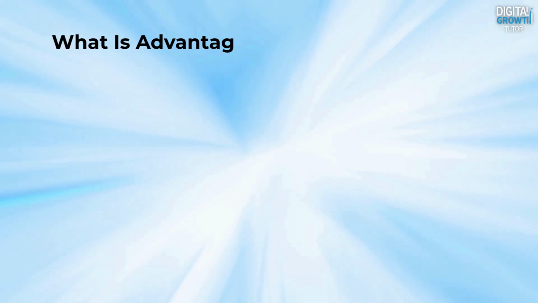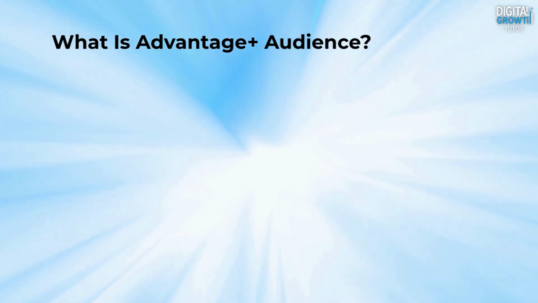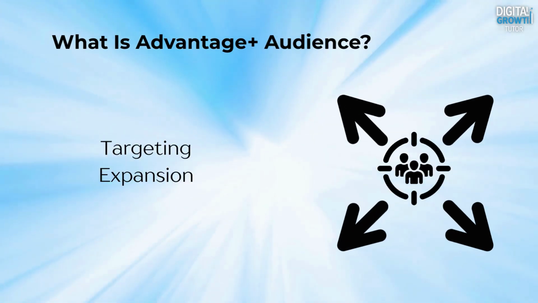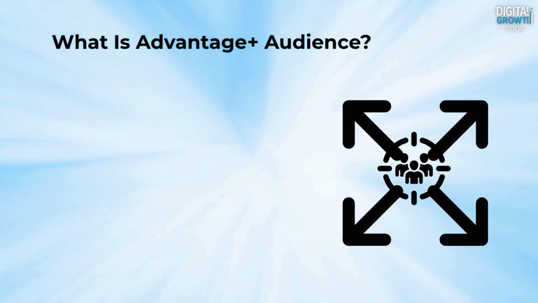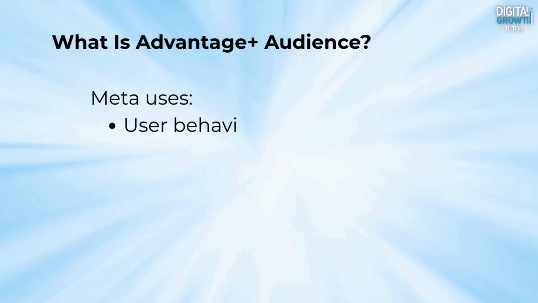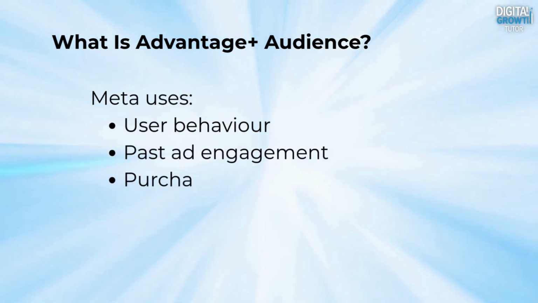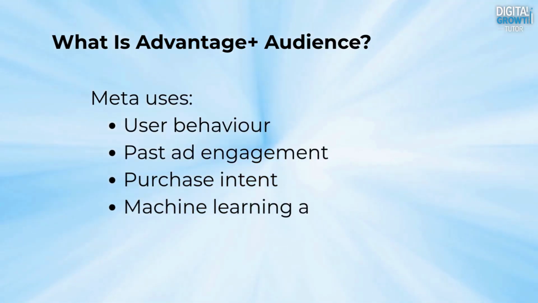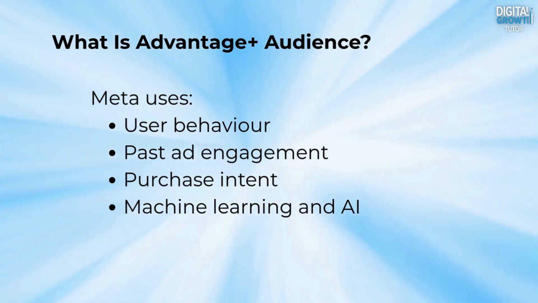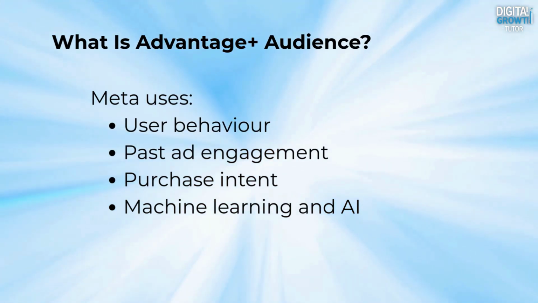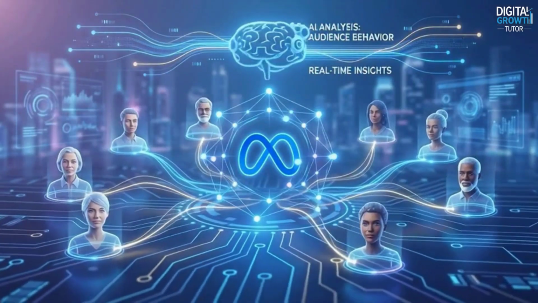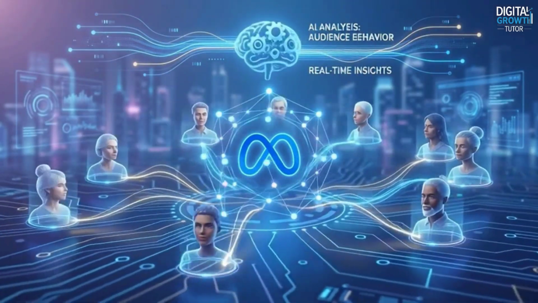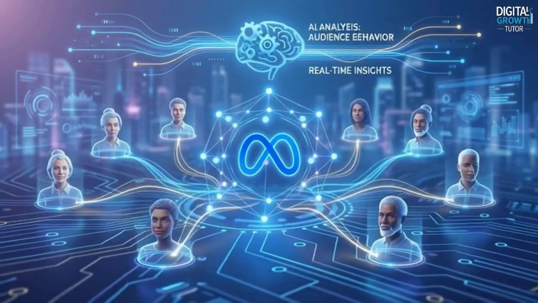Advantage Plus Audience allows Meta to automatically expand your targeting beyond the interests, age, or behaviors you select. Meta uses user behavior, past ad engagement, purchase intent, machine learning, and AI to show your ads to people most likely to convert, even if they don't exactly match your selected interests. In simple terms, you give Meta a direction, and Meta decides who else might be a good match.